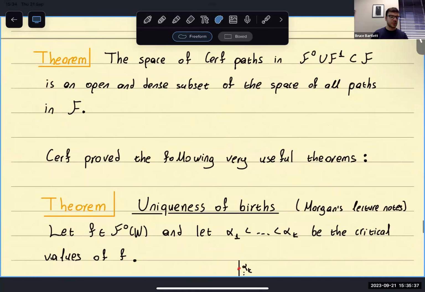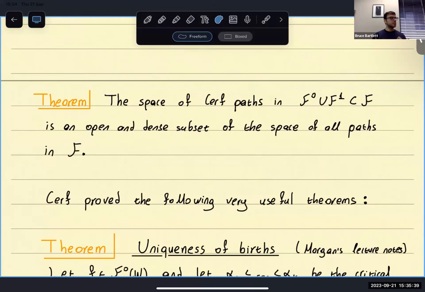And so the theorem, which again we won't go into, is basically that the space of Cerf paths in F0 union F1 is going to be an open and dense subset of the space of all paths in F. So I can approximate any path of smooth functions with a Cerf path.